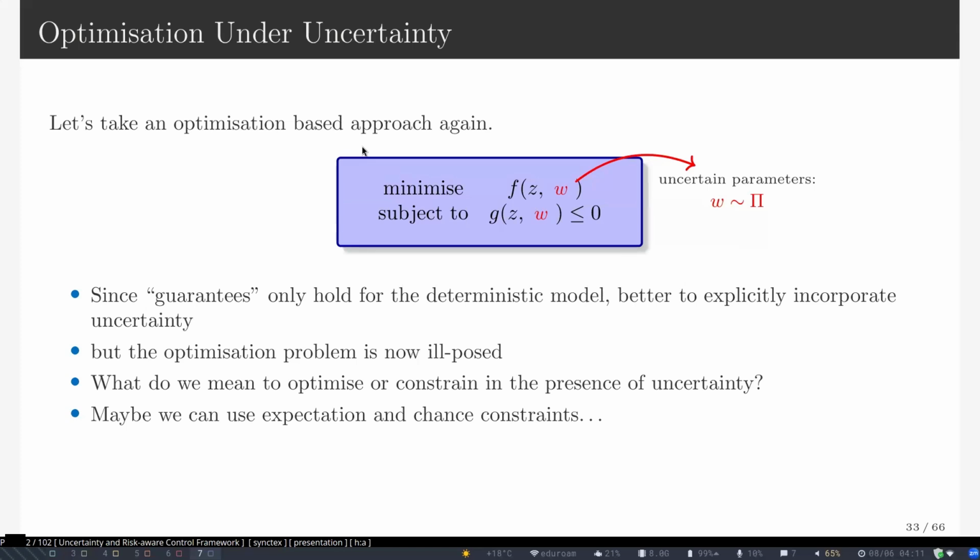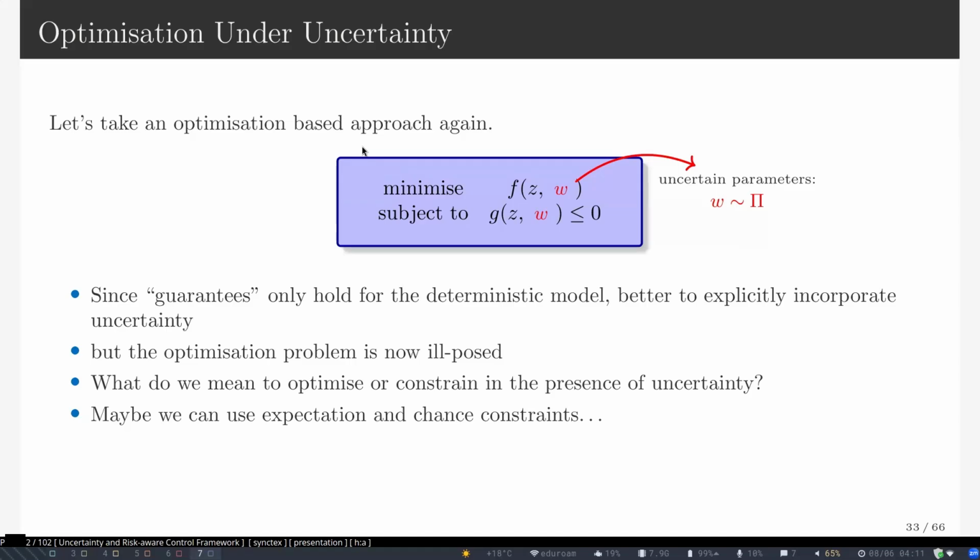And then there is this random variable. I'm not going to define a sigma as variable, it's just something that we don't know, that comes out of something else that we don't know. Guarantees only hold for the deterministic model. We need to explicitly incorporate uncertainty.